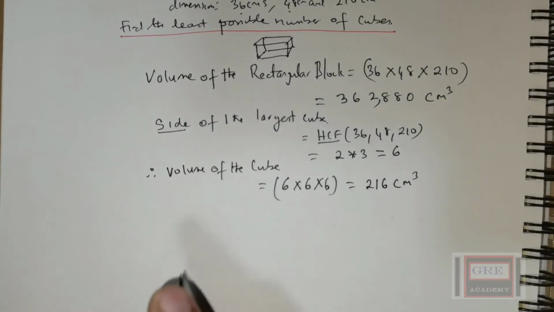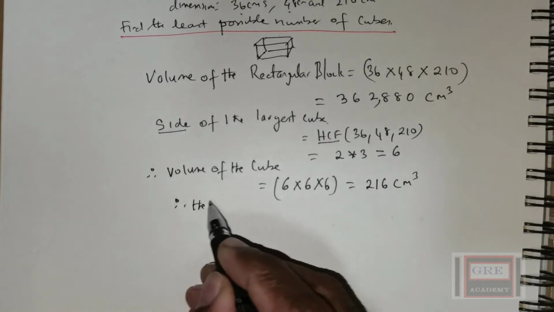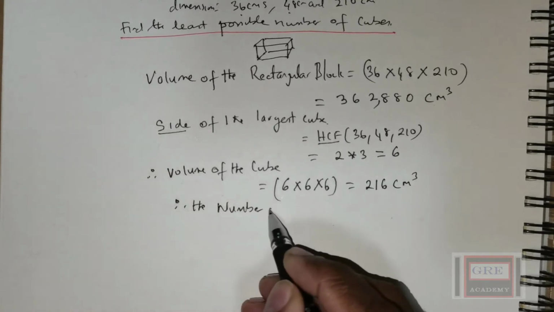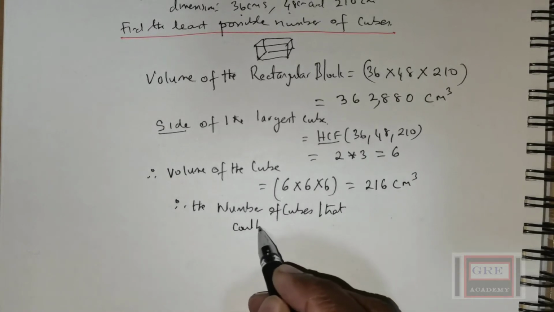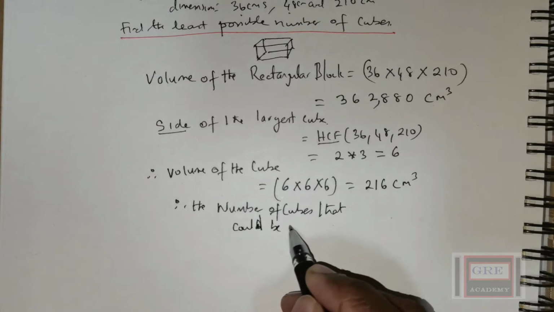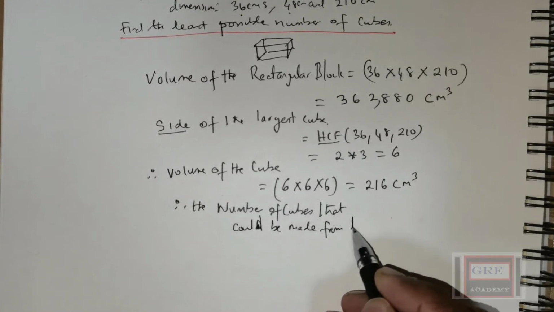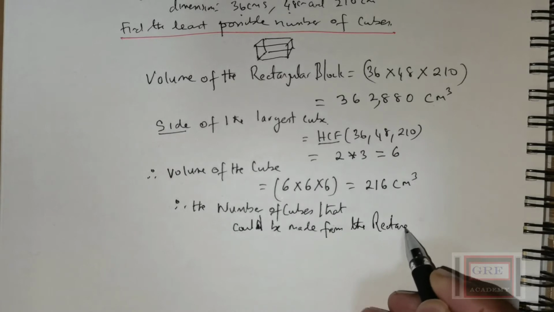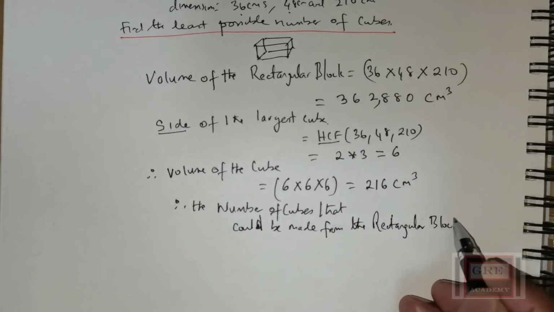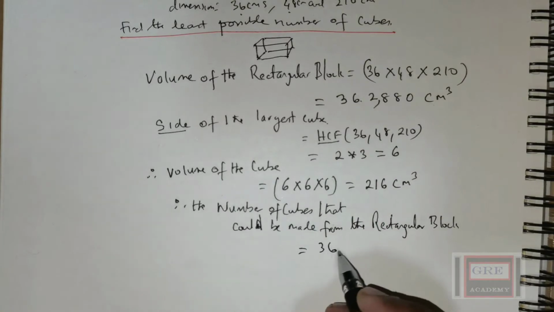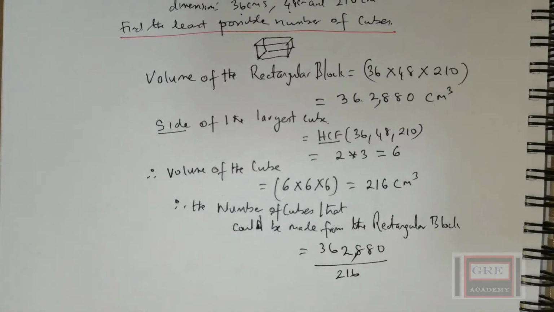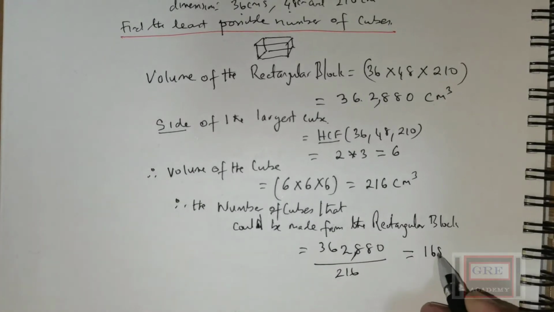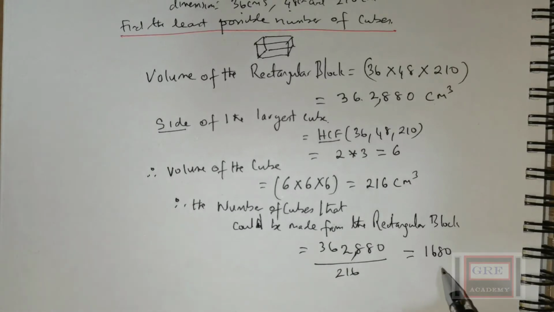Okay, so therefore the number of cubes that could be made from the rectangular block would be equal to, we need to divide this quantity 362880 by 216. So if we do that, we would get 1680. So this is the solution for the question.